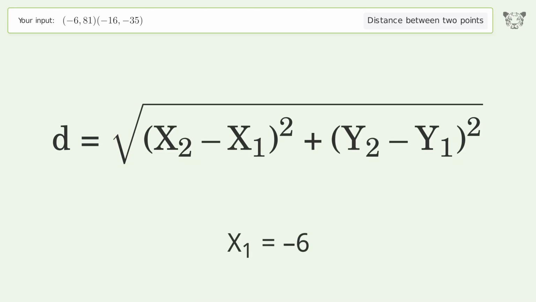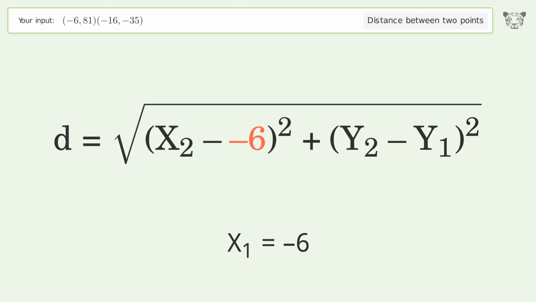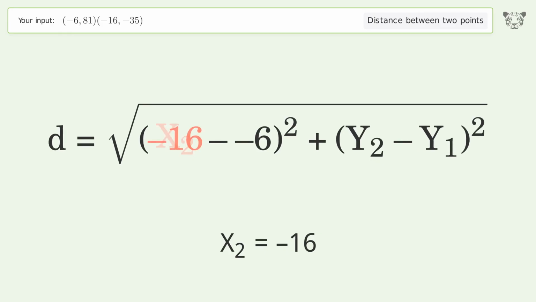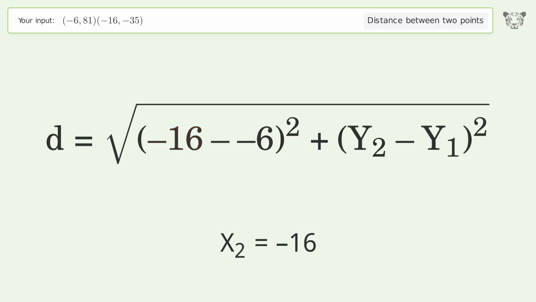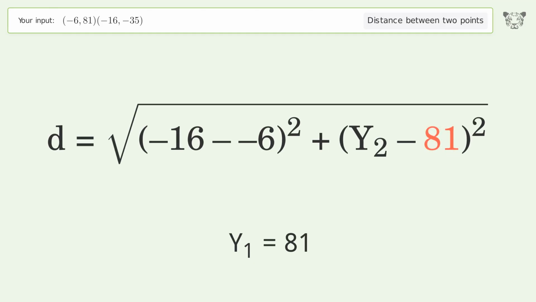x1 equals -6. x2 equals -16. y1 equals 81. y2 equals -35.